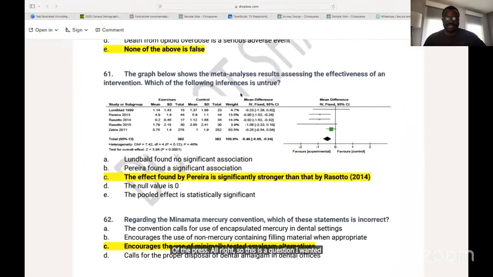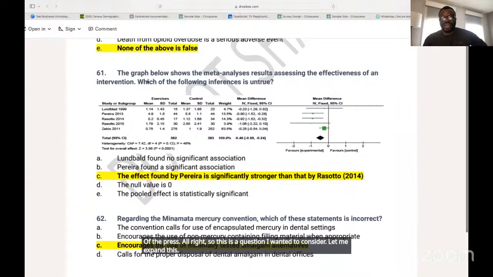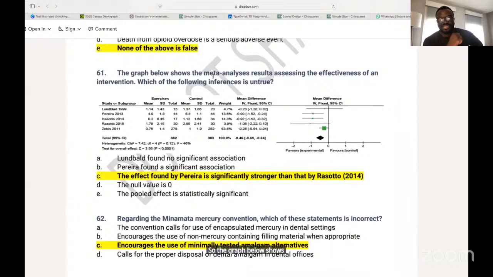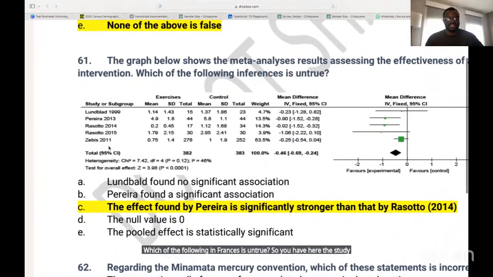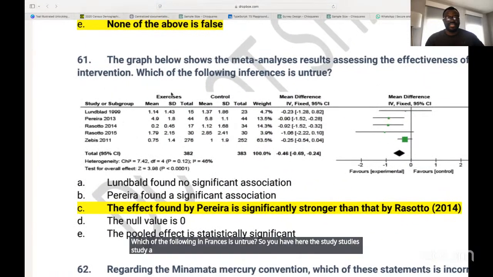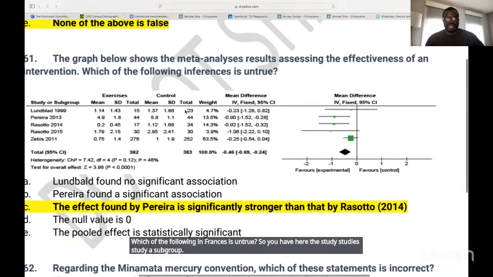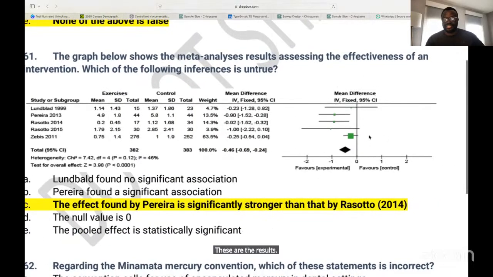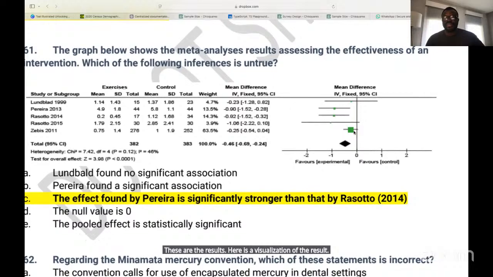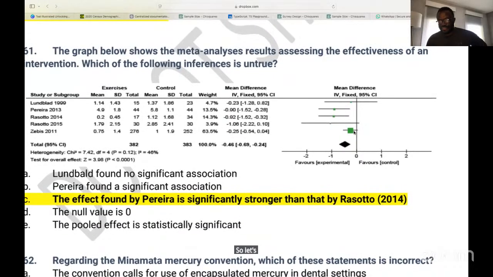Let me expand this. The graph below shows the meta-analysis results assessing the effectiveness of an intervention. Which of the following inferences is untrue? You have here the studies, the study subgroup, these are the results, and here is the visualization of the result. So let's set some clear rules of engagement so that we can understand how to interpret this clearly.